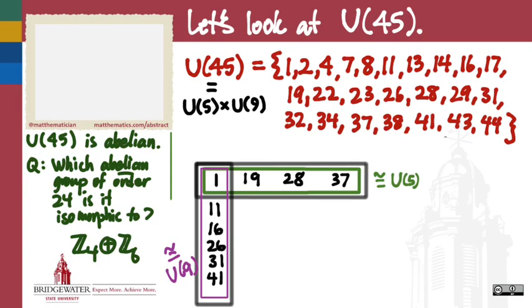It has 6 elements in it, just like U9 does. What's great about this, and this is what your last group assignment looked like, is that if we take the products of the elements in the first row and the first column in this table, we're going to account for all of the other elements inside of U45. For example, 19 times 11 would be 209, but mod 45, that's equal to 29. And so on and so on.